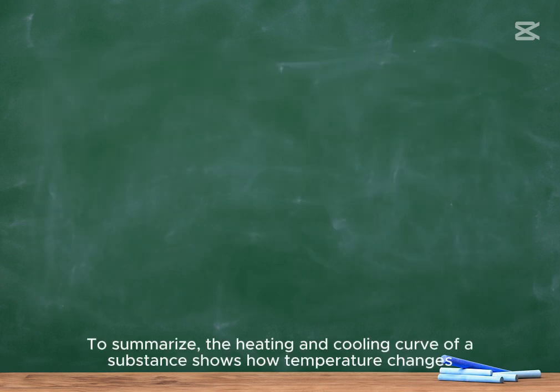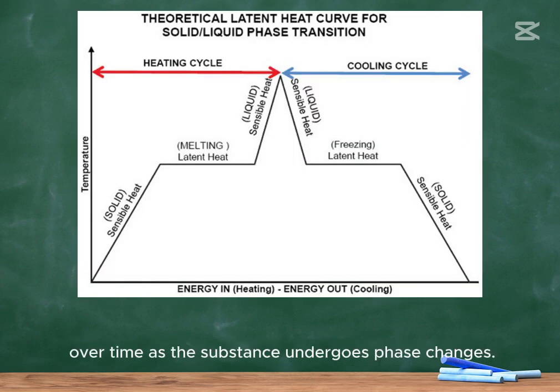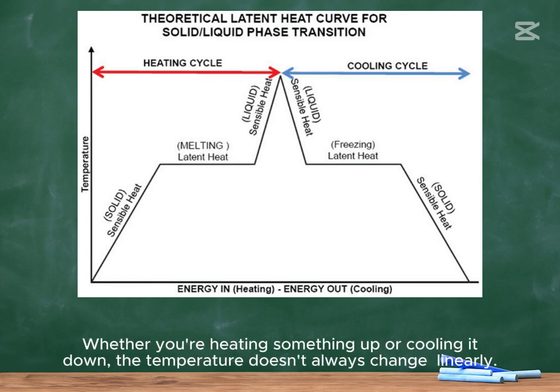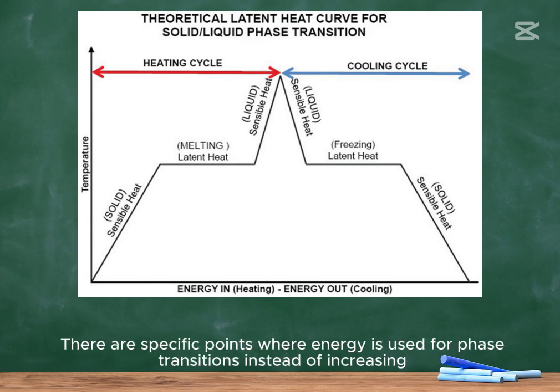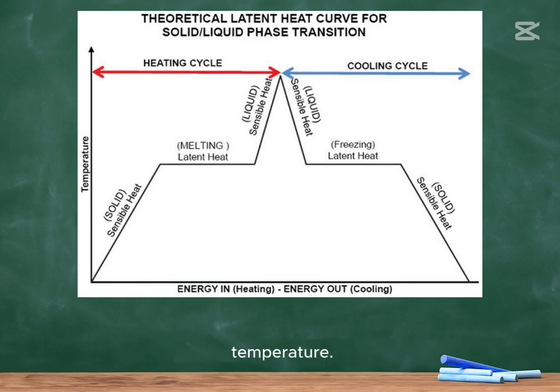To summarize, the heating and cooling curve of a substance shows how temperature changes over time as the substance undergoes phase changes. Whether you're heating something up or cooling it down, the temperature doesn't always change linearly. There are specific points where energy is used for phase transitions instead of increasing temperature.